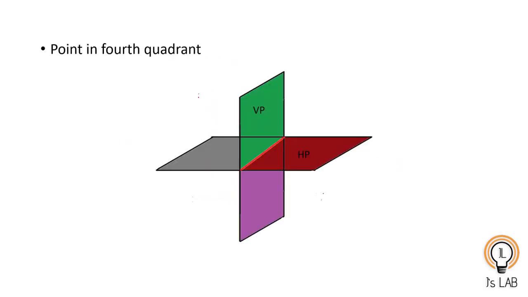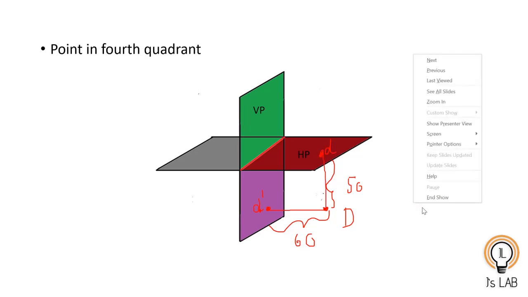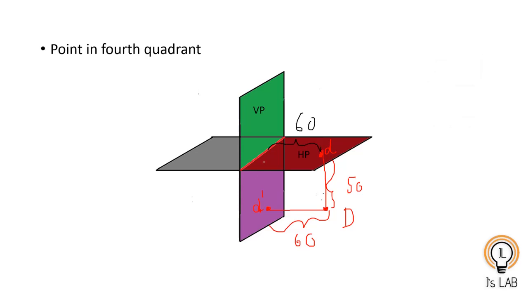Now the point in the fourth quadrant. Here the point is here, for example. I'm going a little fast. Point D. D is, for example, 50 mm below the XY line and 60 mm in front of VP. So the front view D dash will be formed on VP, and the top view will be formed on HP, which is D. The distance between the XY line and D will be 60 and the XY line and D dash will be 50.